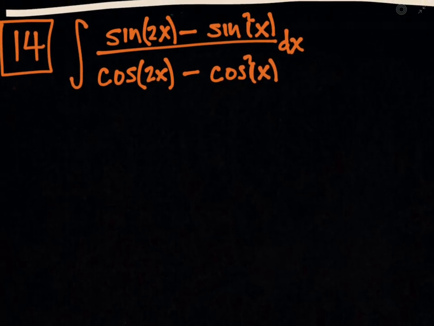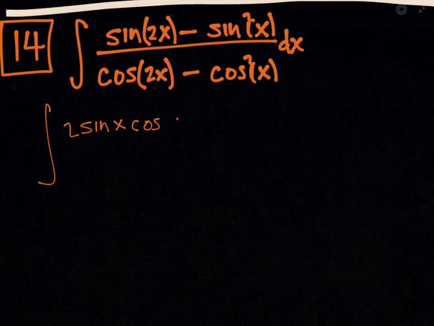So whipping out my double angle identities, I know that the sine of 2x is going to be equal to 2 sine x cosine x. So I can rewrite this integral, and I can subtract that from the sine squared of x. Or the sine of x quantity squared.